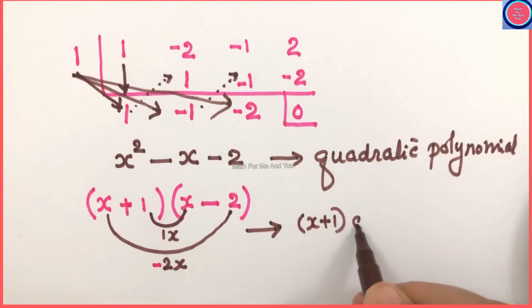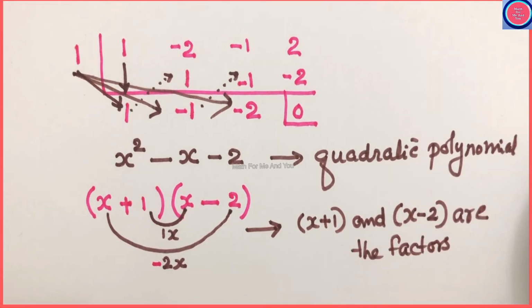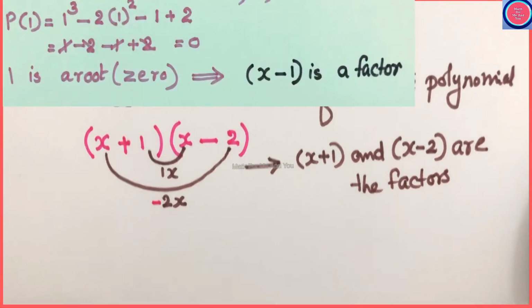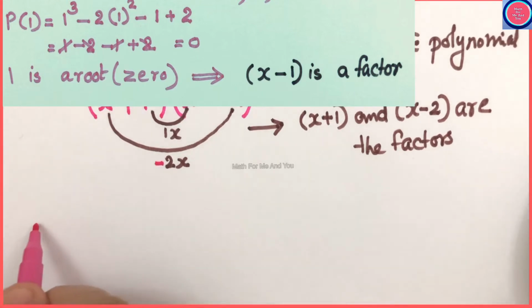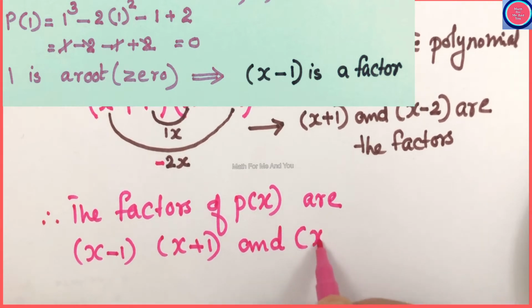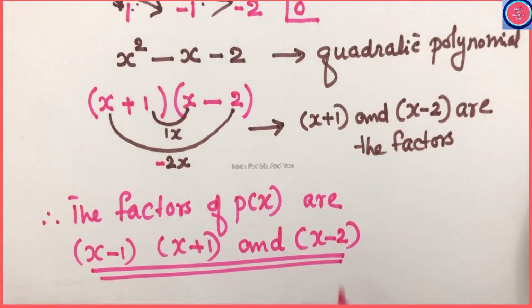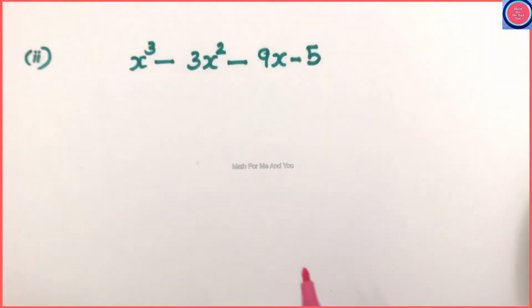So what are the factors? X plus 1 and x minus 2 are the factors of this quadratic polynomial. Already we have got x minus 1 as a factor of the cubic polynomial. Now we are getting 2 more factors. So together we can write the 3 factors. The factors of the given polynomial p of x are x minus 1, x plus 1 and x minus 2.